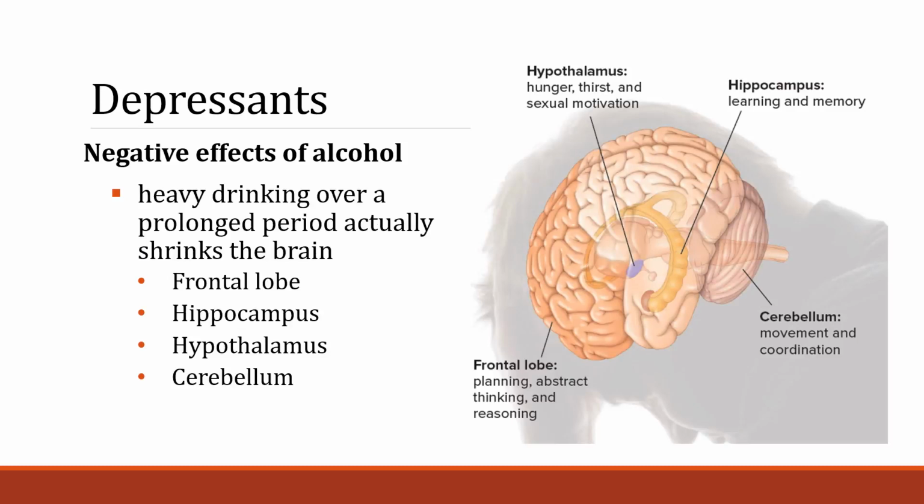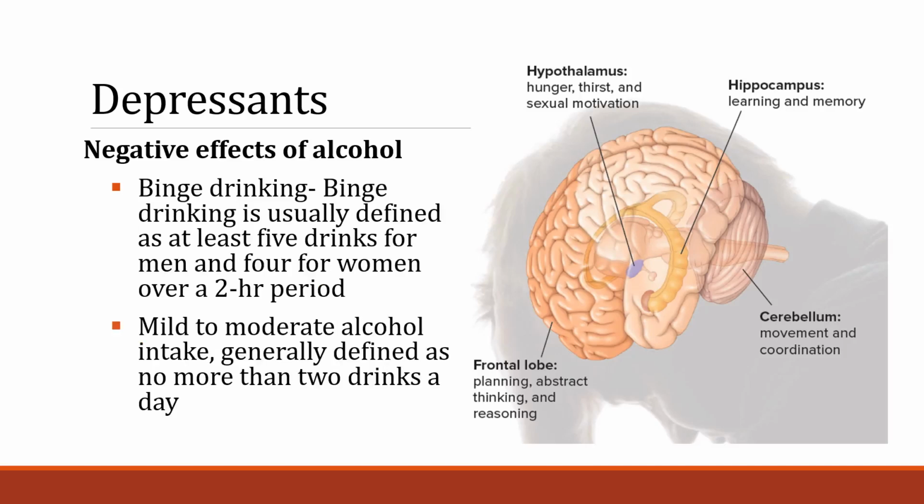Heavy drinking over a prolonged period of time can actually shrink certain parts of the brain, like the frontal lobe, and your planning, abstract thinking, and reasoning will be greatly affected. Your hippocampus, meaning your learning and memory, will be affected. There may also be effects on hunger, thirst, and sexual motivation, as well as the cerebellum, because you know that consumption of alcohol affects body movement and coordination.